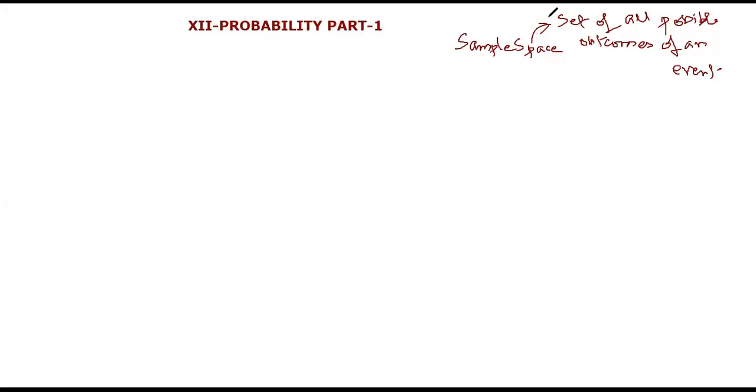So sample space is the set of all possible outcomes. Let's say, for example, tossing a coin is an event. Sample space is denoted by S, and here we will write all the possible outcomes.